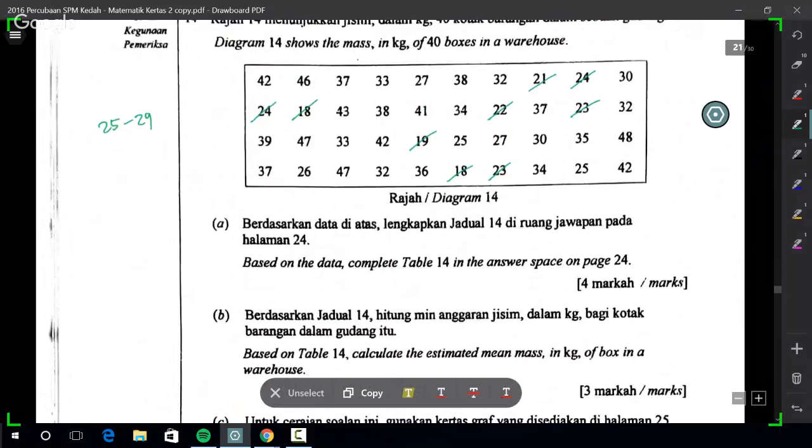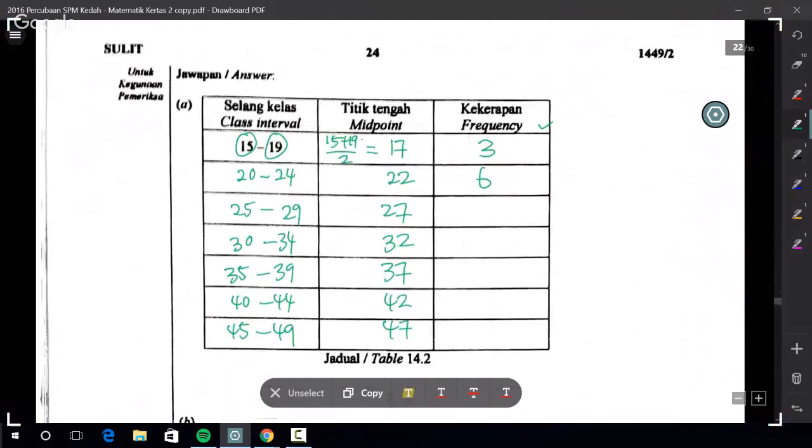So it means all the numbers within here. 25 to 29. All right, so I have 1, I have 2, I have 3, I have 4, I have 5. Yeah, it's 5. So I write 5 at the bottom.